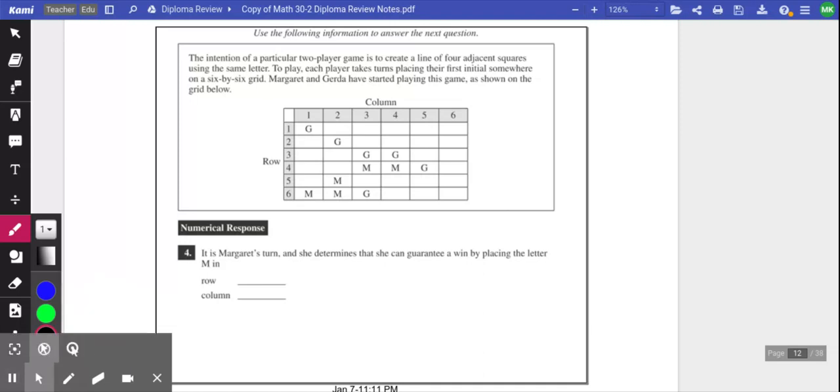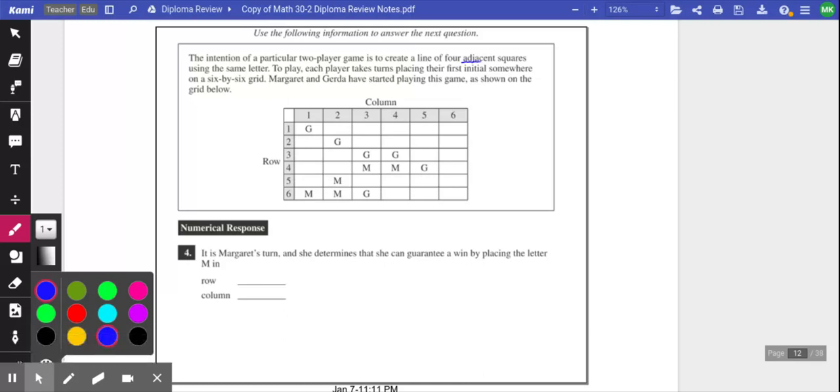Okay. Hopefully you attempted this game. The trick is to always read and figure out what the rules are so you know what the game is. So reading this, it says, the intention of a particular 2-player game is to create a line of 4 adjacent squares using the same letter. The word adjacent means in a row. It could be diagonal or front, back, side, doesn't matter.